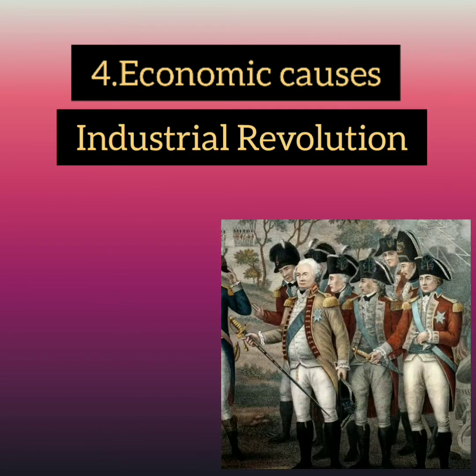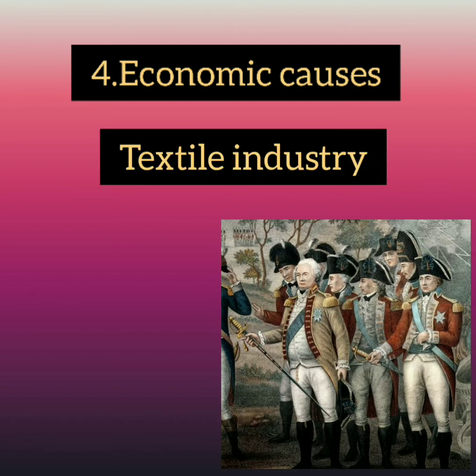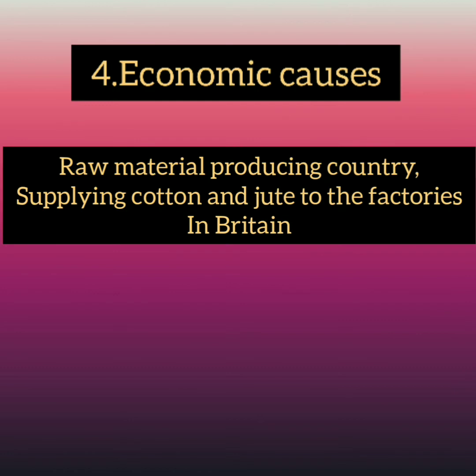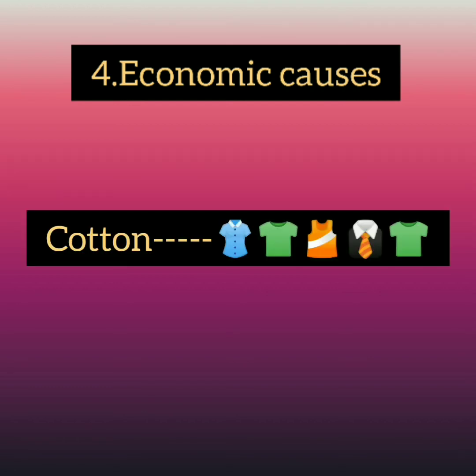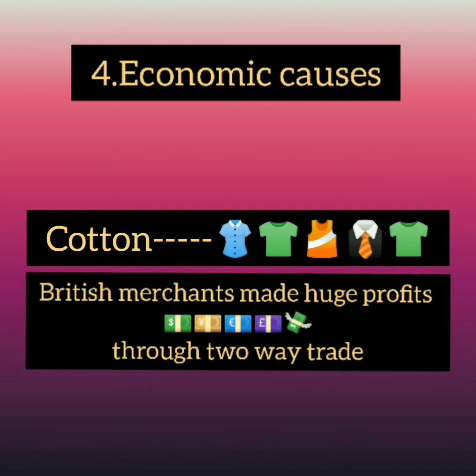So, with the coming of the Industrial Revolution, England started its own textile industries, and with that, the dependence on Indian textiles came to an end. India soon became a raw material producing country, supplying cotton and jute to the factories in Britain. Cotton was processed into finished clothes and exported back to India. British merchants made huge profits through this two-way trade.